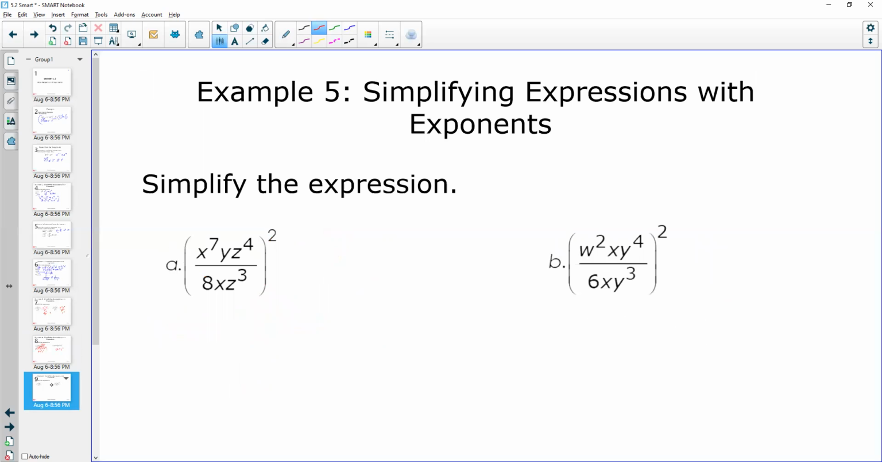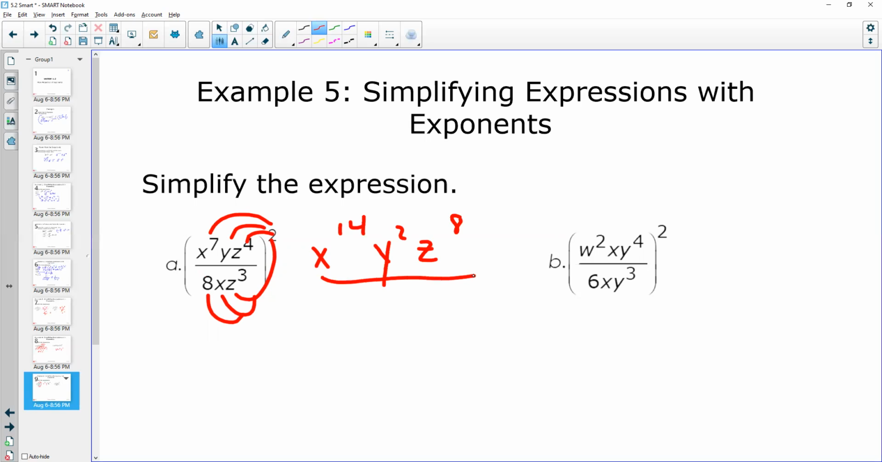All right, this is the last step. This is like the most simplification. The first thing I'm gonna do is give the squared to everybody, okay? So x to the 7th squared is x to the 14th. Y squared, z to the 4th squared is z to the 8th. On the bottom, I'm going to have 8 squared is 64. X squared, and then z to the 3rd squared is z to the 6th.